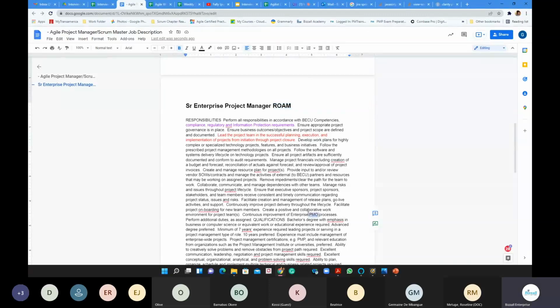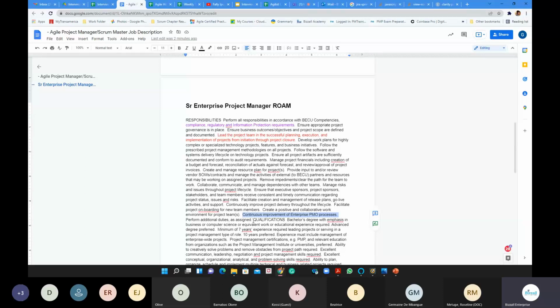This is the project management office, okay? You want to participate also in the work there, because a project management office is just a collection of project managers, a centralized project manager type of thing. It's like a body of project managers in that organization. So you want to also contribute. Perform additional duties as assigned.